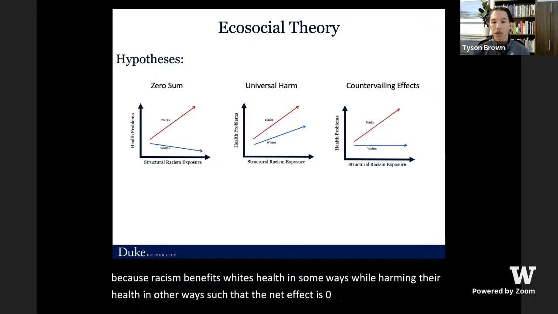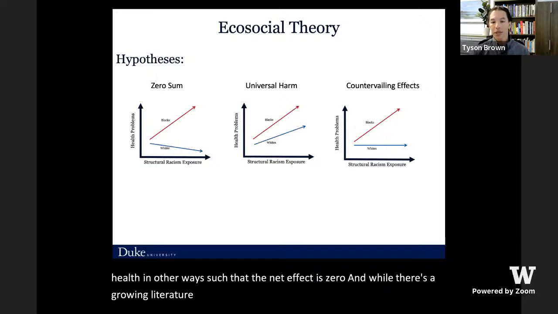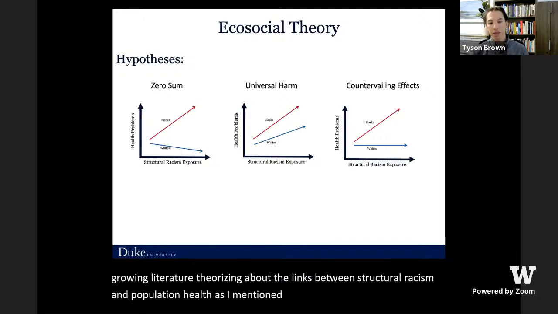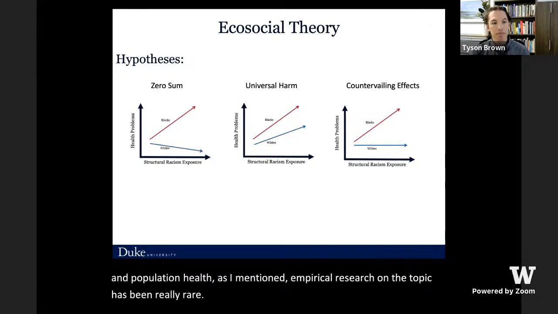And while there's a growing literature theorizing about the links between structural racism and population health, as I mentioned, empirical research on the topic has been really rare. So that's where this study comes in.